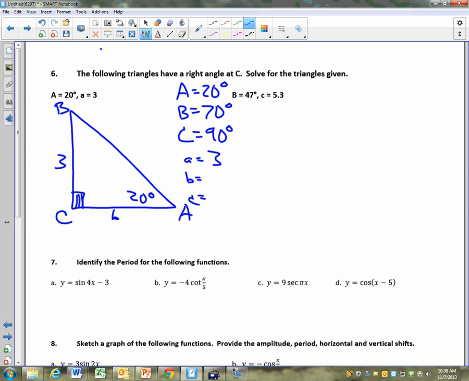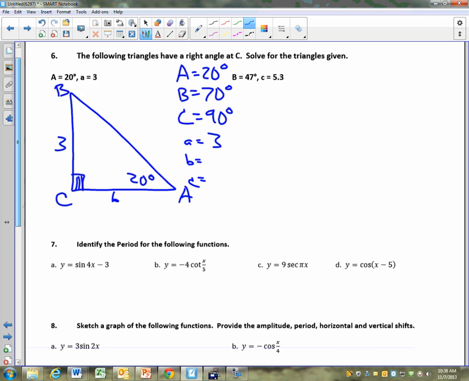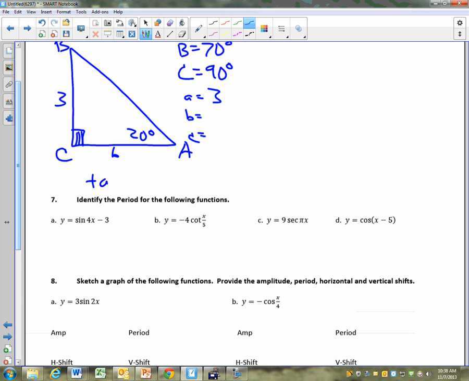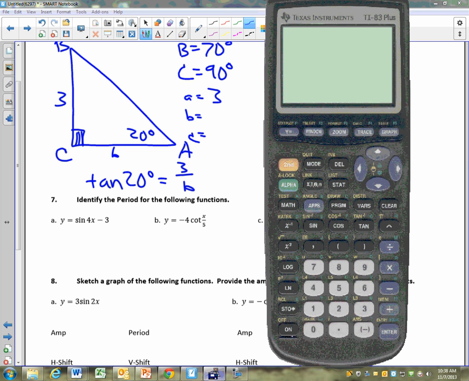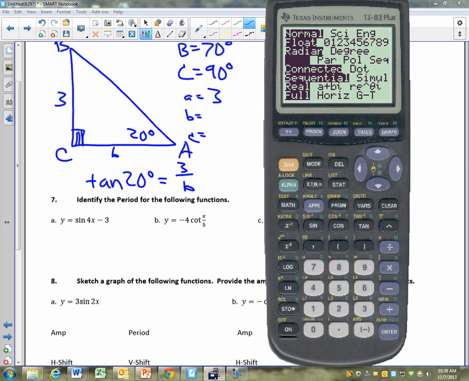Opposite and adjacent. This is the hypotenuse. So remember your SOHCAHTOA rules. We put them into effect. We set it up. The tangent of your angle, 20 degrees, is equal to 3 over B. Now when you solve this, you have to make sure that your calculator is working in radians. So, or I'm sorry, degrees. Because you're working in degrees now.